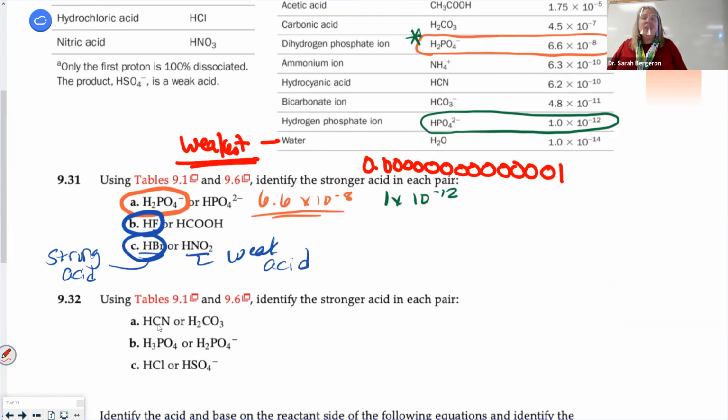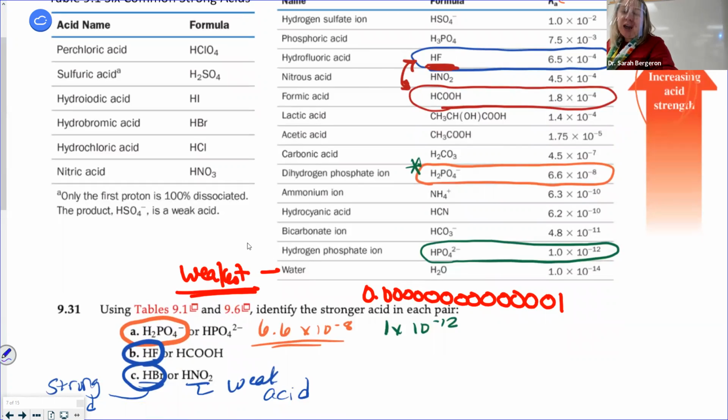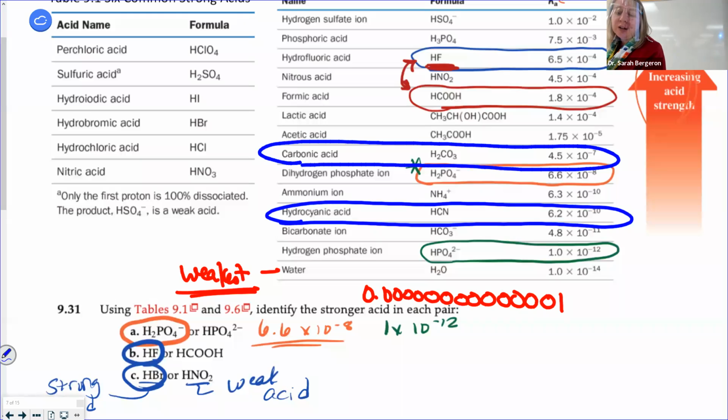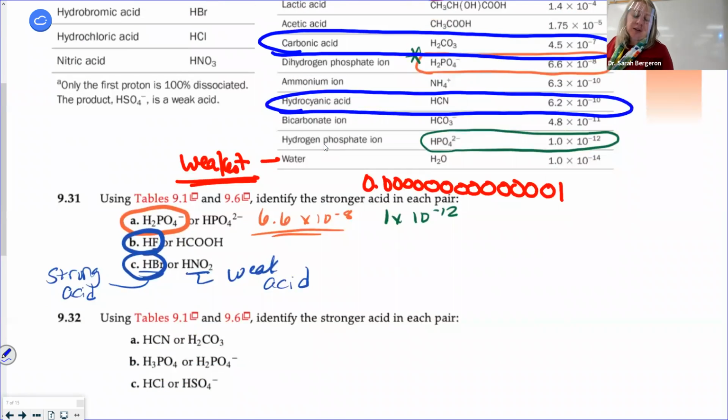So all you have to do is go find them on the table and read the table. So HCN and H2CO3. So these are the two, carbonic acid and hydrocyanic acid. Which one is stronger? H2CO3, carbonic acid. When you have that table and you know the direction of the table, you're good.